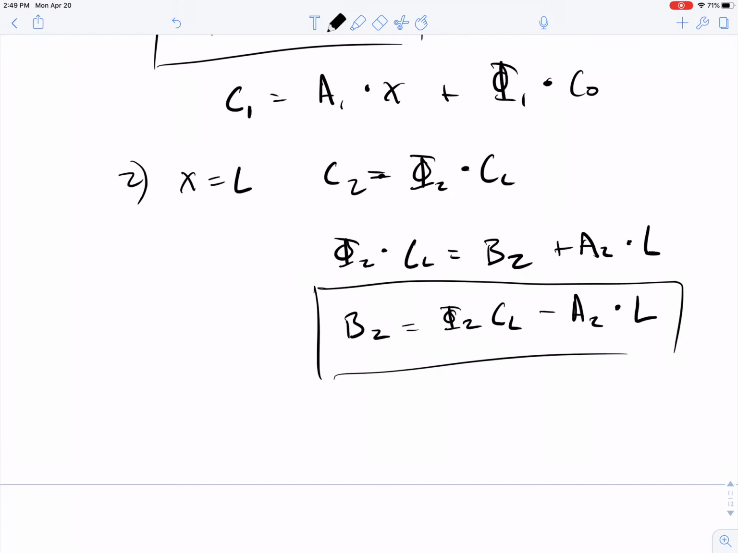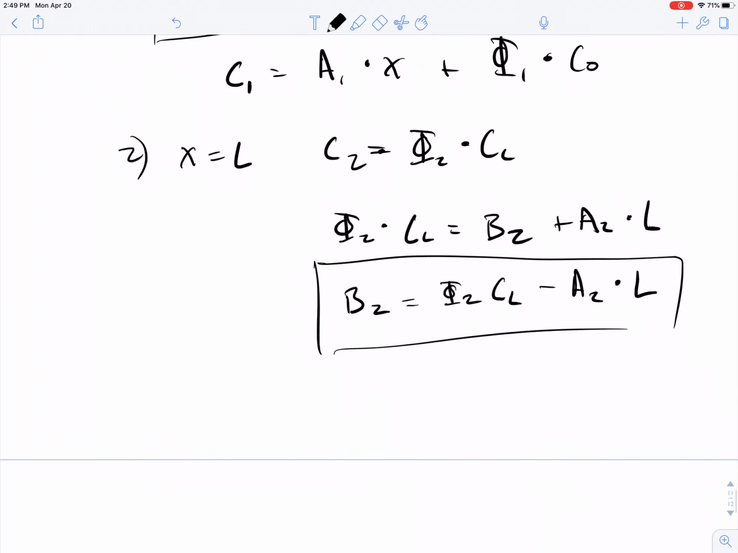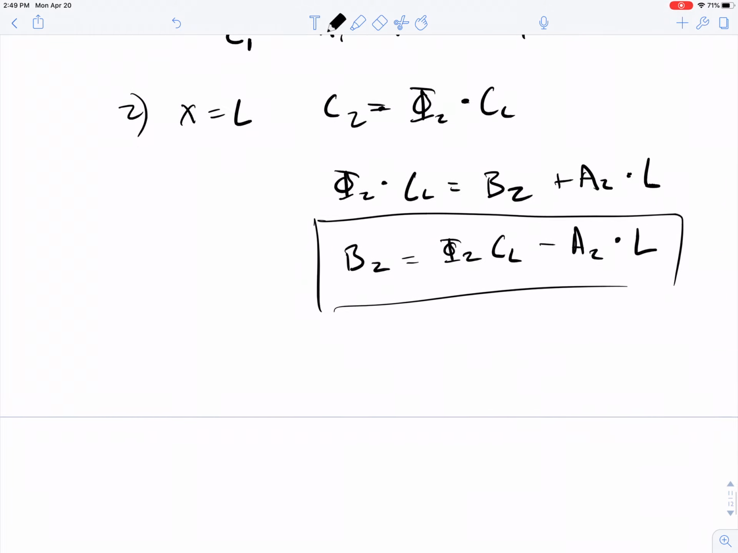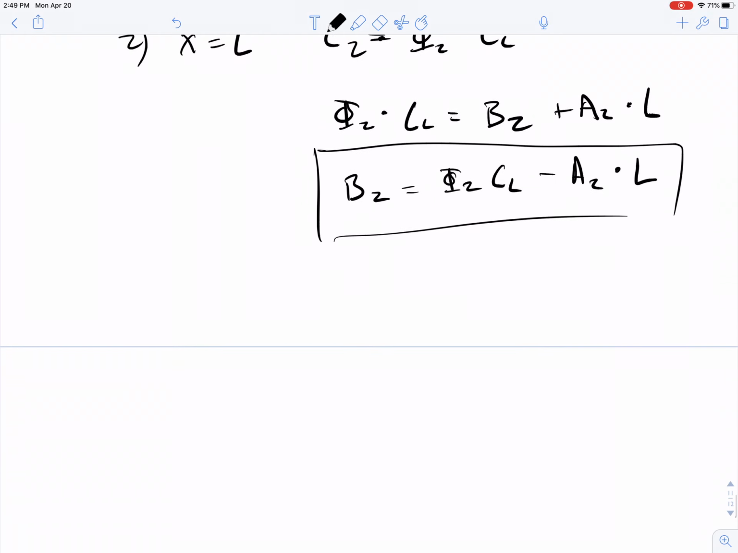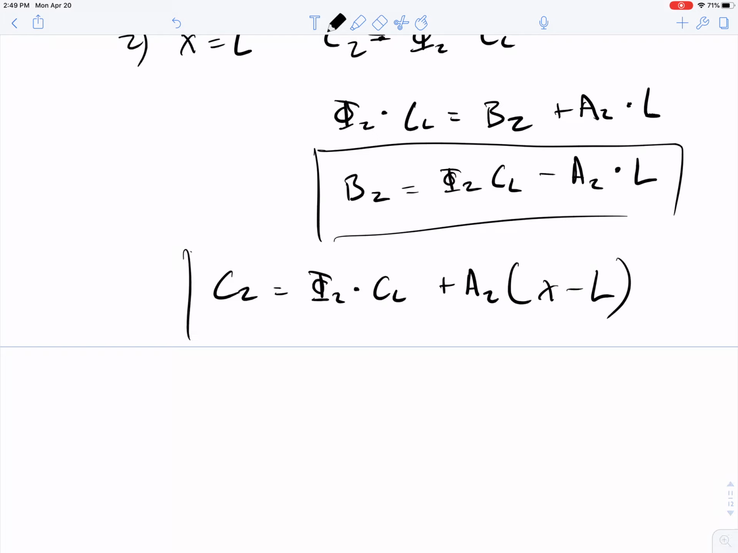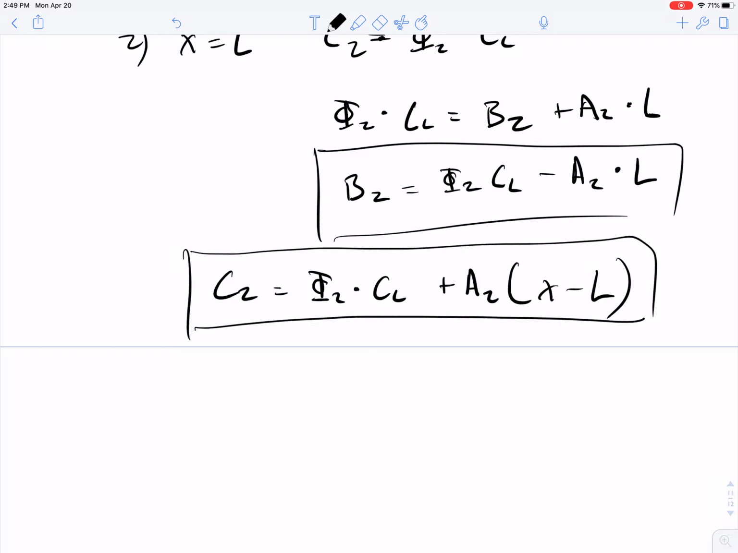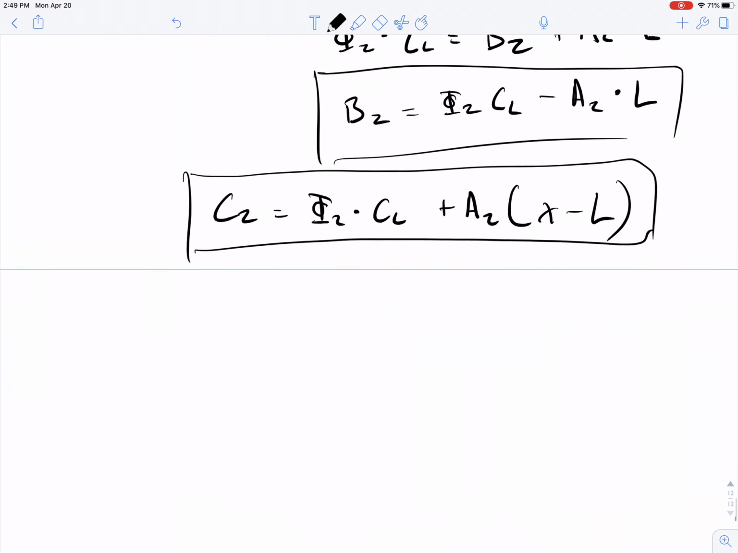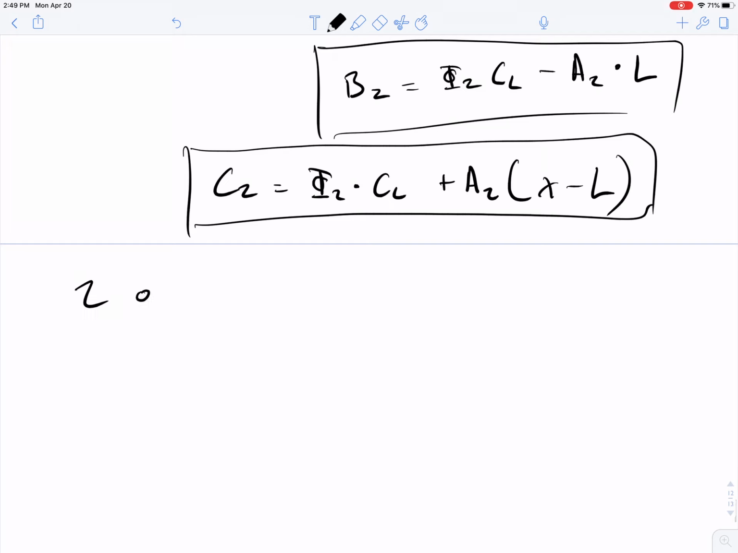We can make a successive substitution now to go a little bit further. Okay, so we have our C2 equation. Then it's going to be equal to phi2 times CL plus a2 times (x minus L). So we're making some progress. We've solved for one completely, but now here we have a relationship that is a little bit helpful.